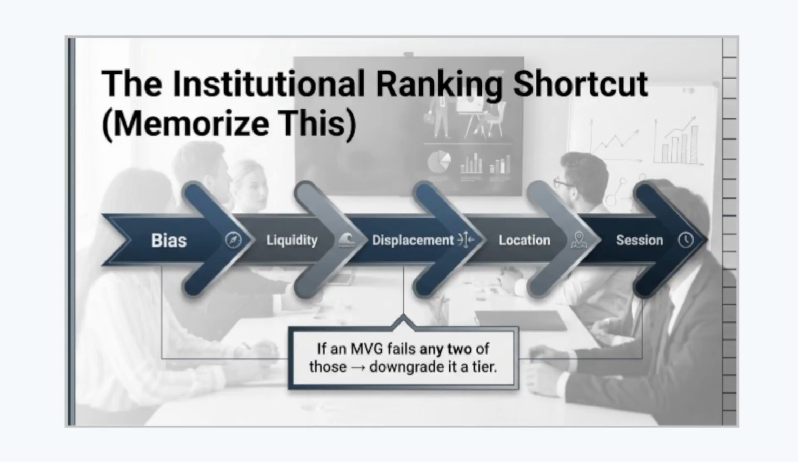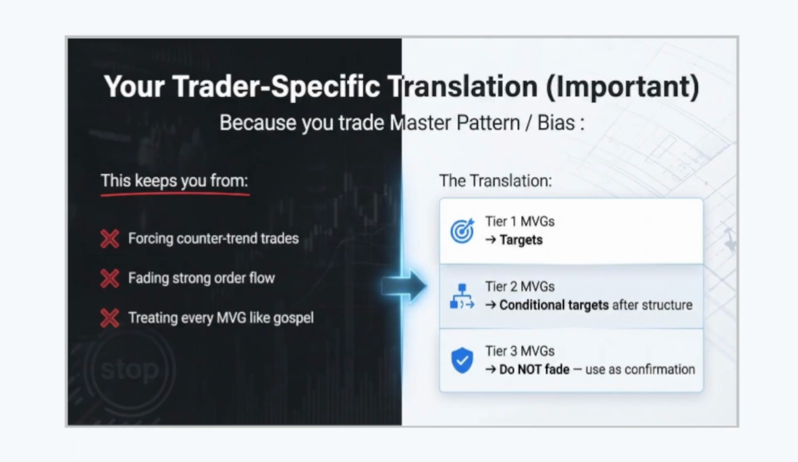The institutional ranking shortcut involves 5 elements: bias, liquidity, displacement, location, and session. If an MVG fails any 2 of these, you should downgrade it a tier. For your trading, translate MVGs specifically. Tier 1 MVGs are targets. Tier 2 MVGs are conditional targets after structure. Tier 3 MVGs should be used as confirmation, not faded. This prevents forcing counter-trend trades.